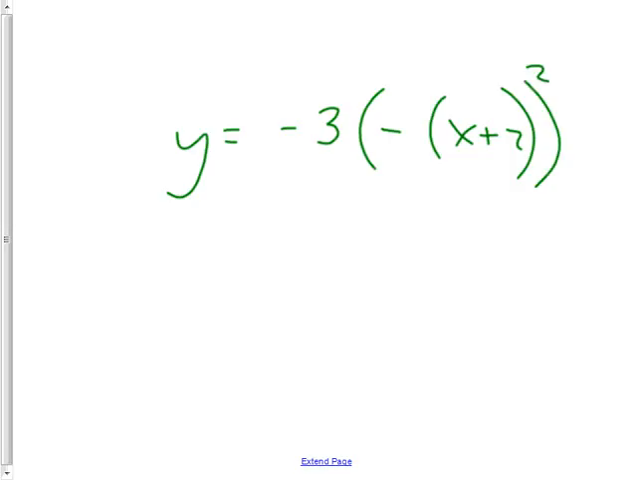Let's talk about how you can move functions. y equals negative 3 times negative x plus 2, squared, minus 8. Would you agree that this is a parabola at heart? It's just been moved and flipped and stretched and all that kind of stuff.